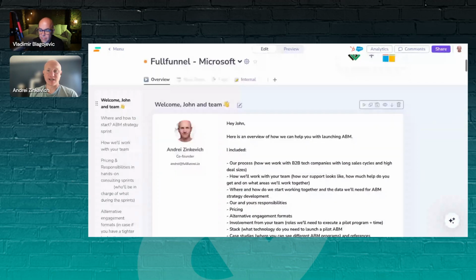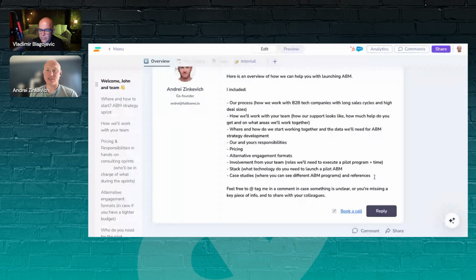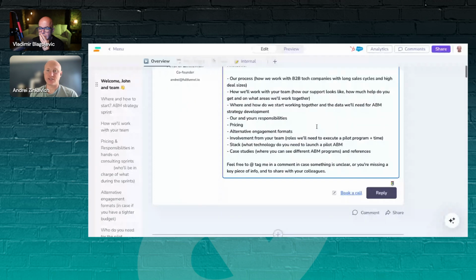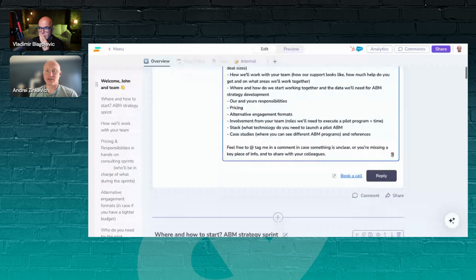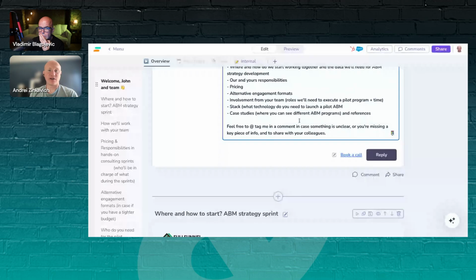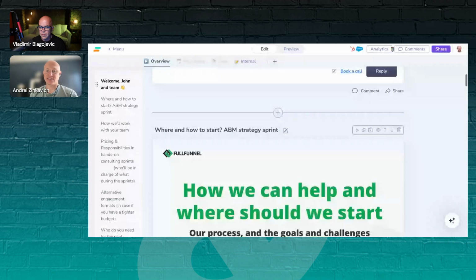Microsoft books a call with us and they would love to talk to us. So in this case, we know, again, coming from the customer interviews, we nail down our process, how we work together, how we'll work with the team, and what our support looks like, how much help they get, and what areas we'll be focusing on, what data we need to kick off, our and their responsibilities, pricing, involvement from the team, stack, case studies, right?